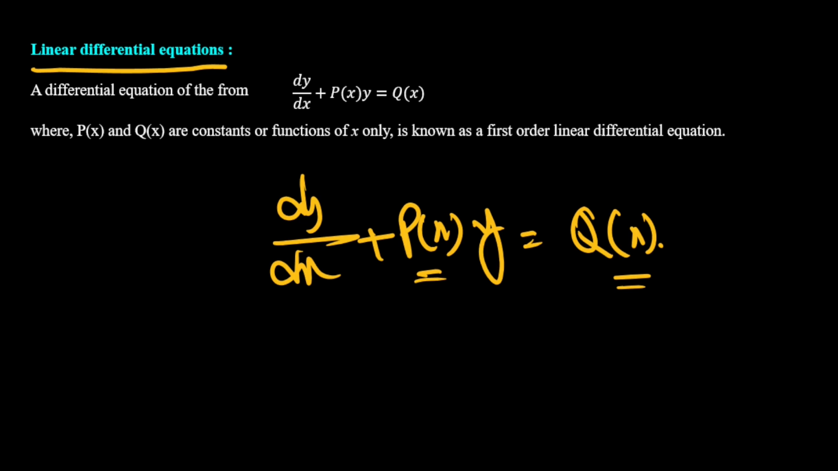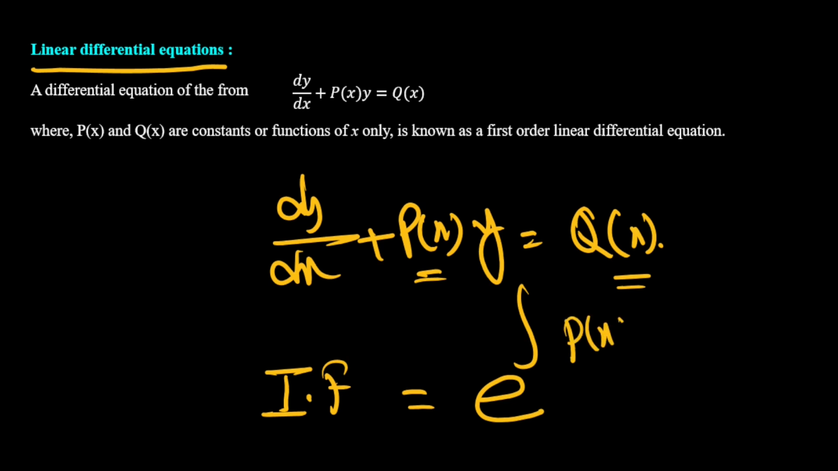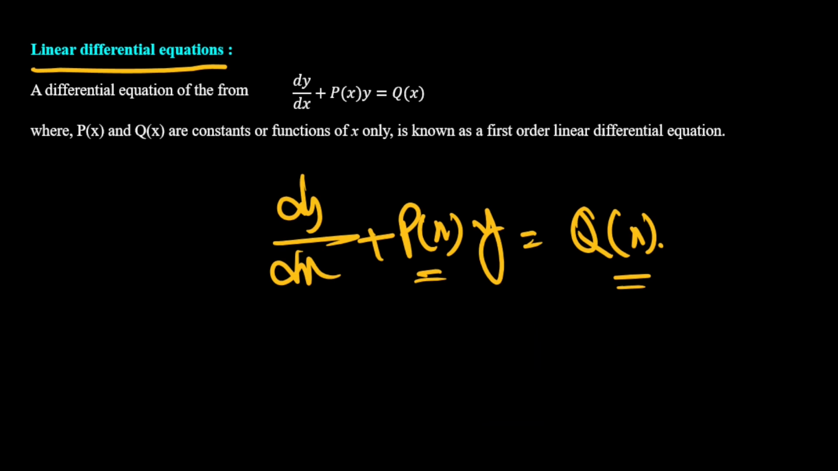Unlike the previous method, we do not separate the variables or use substitutions. Instead, we solve the equation by finding an integrating factor. So the solution steps are: first find the integrating factor. The integrating factor is e to the power integration p of x dx. After finding the integrating factor, we multiply the entire equation by it.